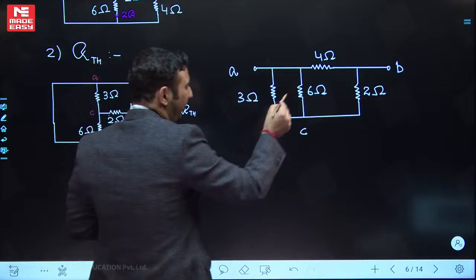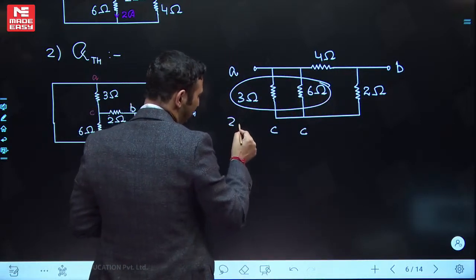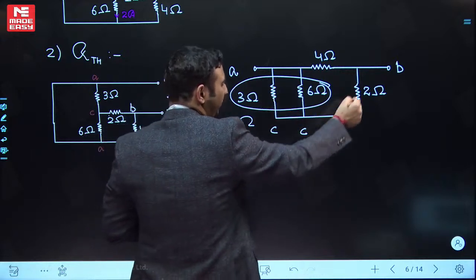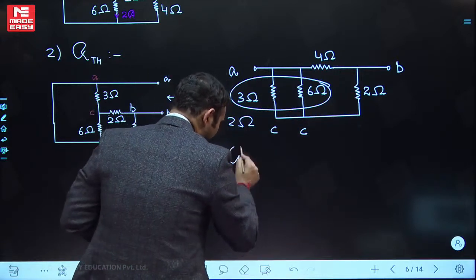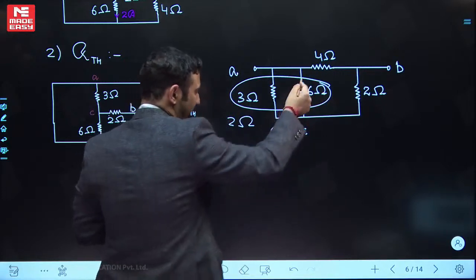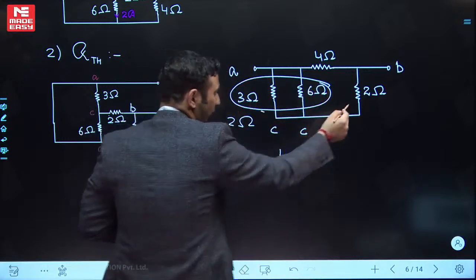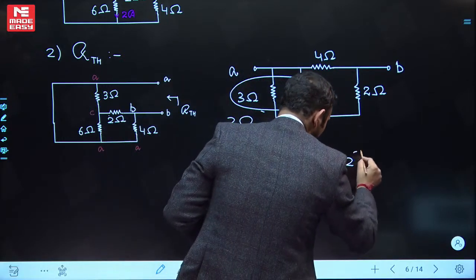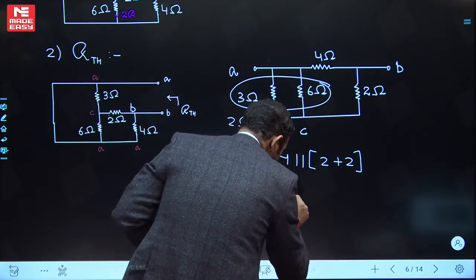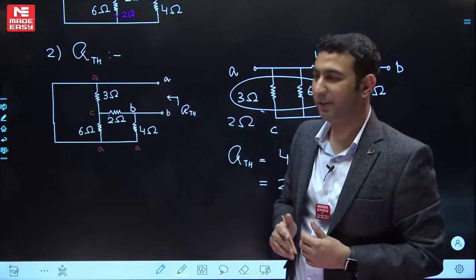Now, 3 and 6 connected in parallel. You know that 3 parallel 6 will be 2. 2 and 2 in series will be 4. So can I write RTH will be 4 parallel with the series combination of 2 and 2. So 4 parallel with 4 is coming as 2 ohm. So we have calculated VTH and RTH.